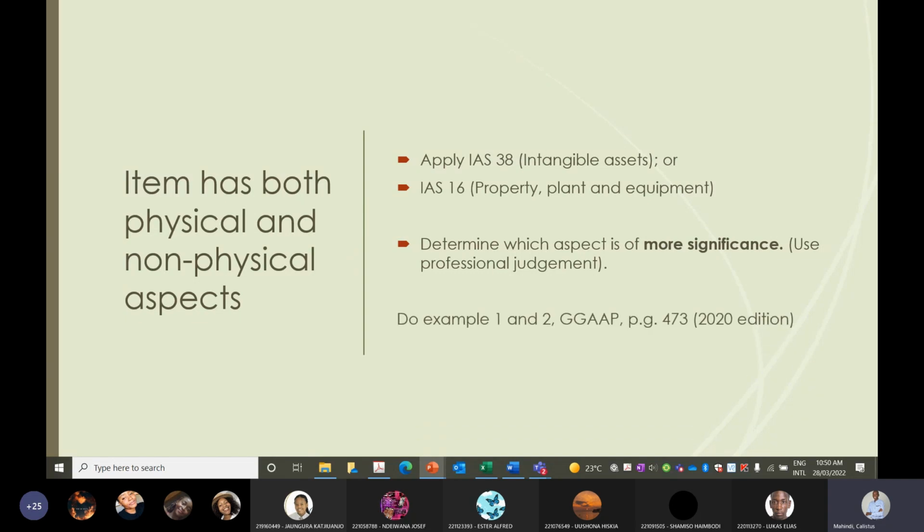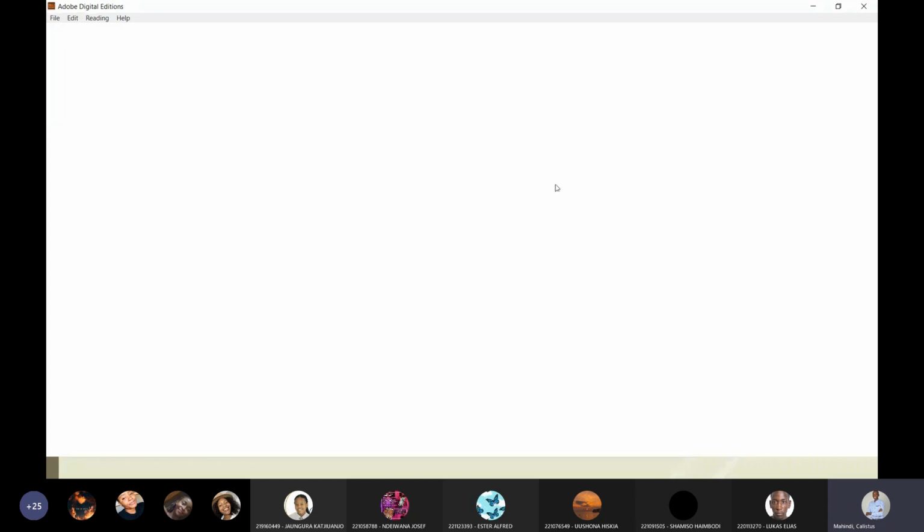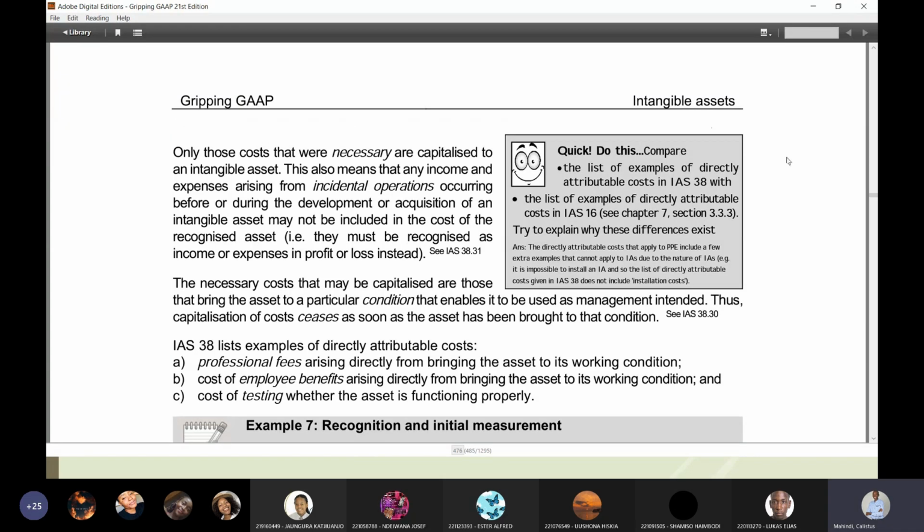So we are going to look at examples 1 and 2 from your prescribed textbook, Gripping IFRS. I will open it. I have the software Adobe Digital Editions, and the publisher of the book, LexisNexis, has provided me the ebook of Gripping IFRS. This is not a PDF file. This is an actual ebook that LexisNexis has provided to me.